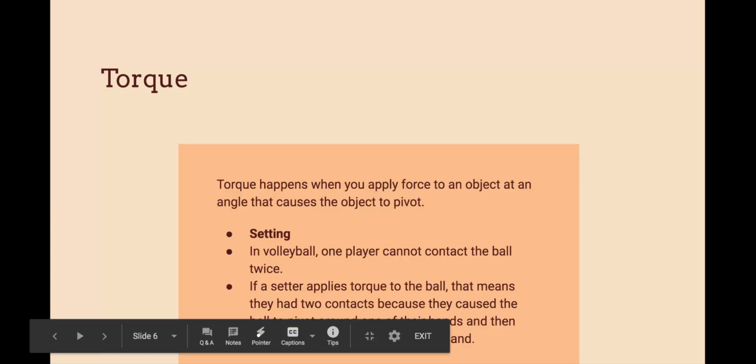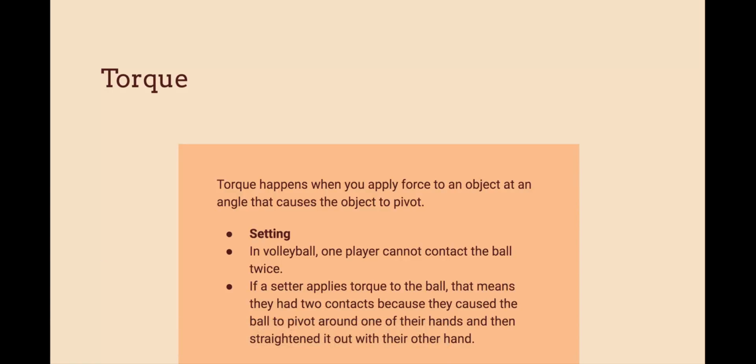Torque happens when you apply force to an object at an angle that causes the object to pivot, which applies to the game in setting. So when you set, you have 2 hands on the ball and you're setting it up for another player to hit it. But in volleyball, each player can't contact the ball more than once. So if you contact it twice, then it's the other team's point.